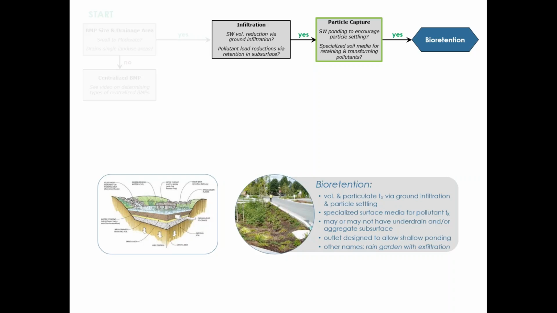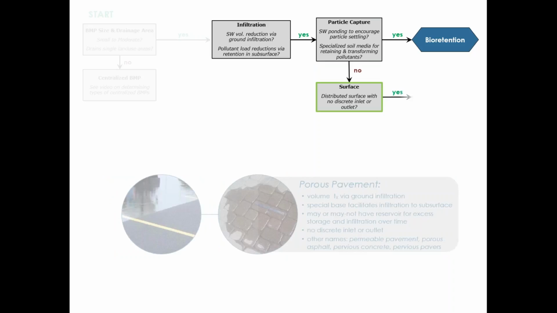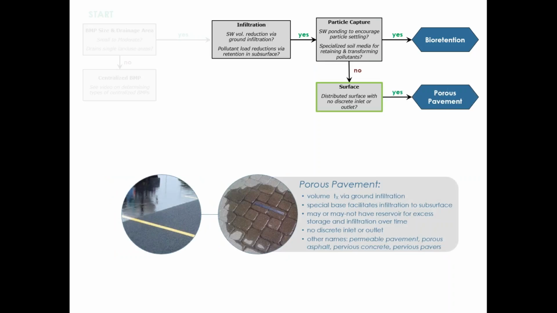If the BMP infiltrates stormwater but does not retain flows in a pond, then we ask if the BMP is a distributed surface without a discrete inlet or outlet. That is, does the BMP replace a typically impervious surface like a driveway, sidewalk, or parking lot? If so, it is classified as porous pavement.